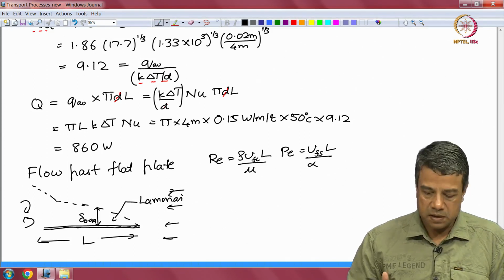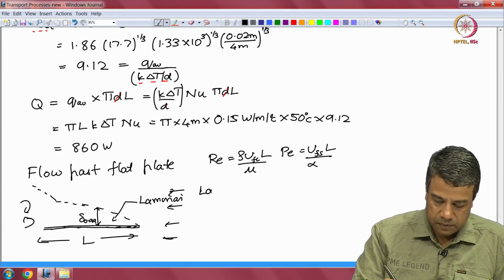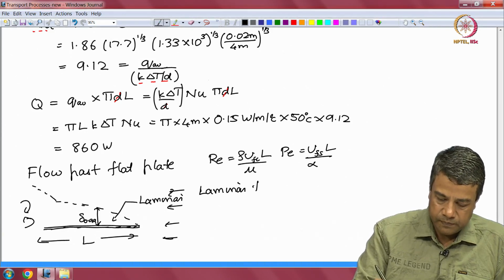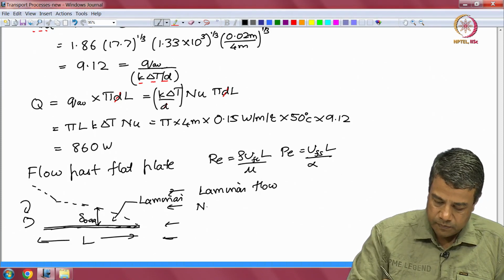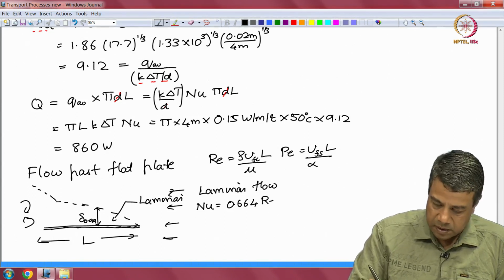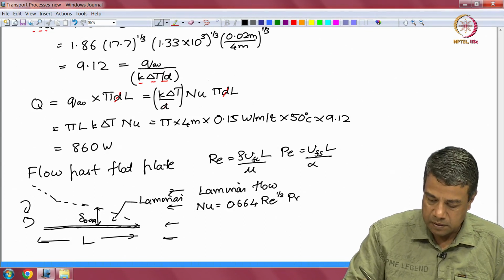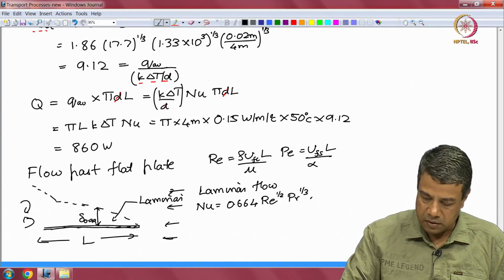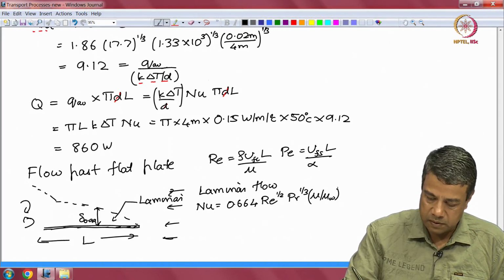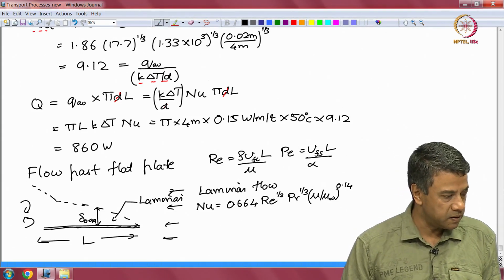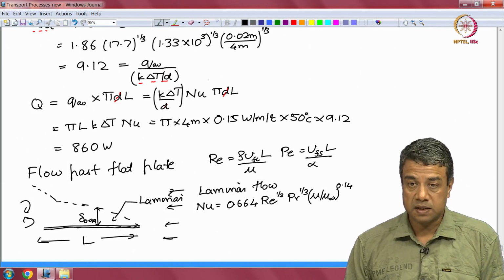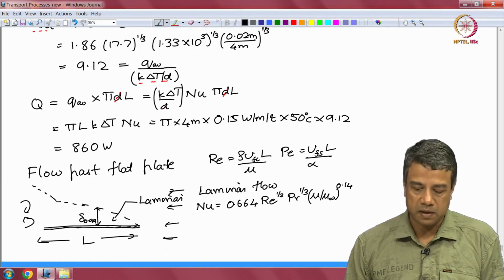In this case, the Nusselt number and the Sherwood number for a laminar flow, the correlation is Nusselt number is equal to 0.664 Re power half and Pr power 1/3. And usually we have a factor of mu by mu w power 0.14. In this case, we do not have the d by L ratio because there is only one length scale, the length. In the case of a pipe, we had a diameter and a length.